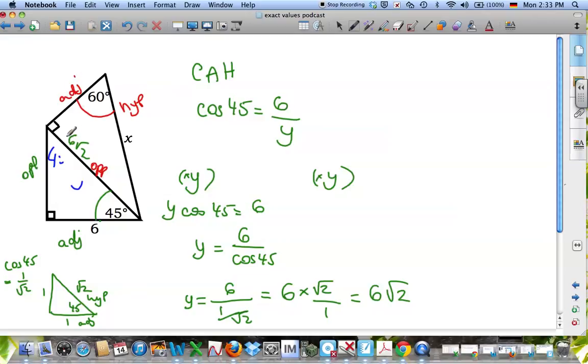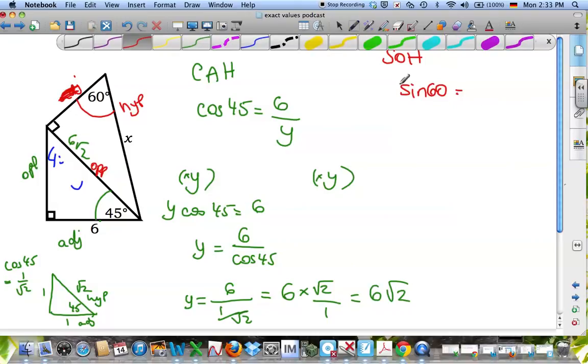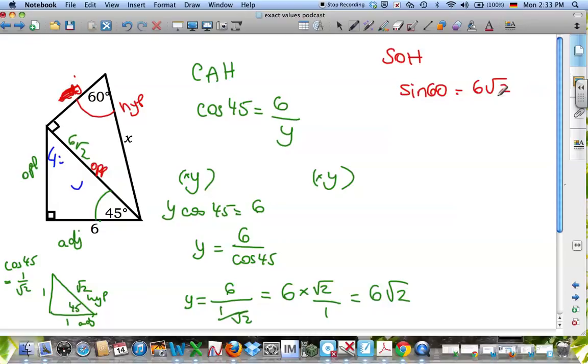And we're not really interested in the adjacent because it's the blank side. So, O and H, what are we going to use? I think it might be sine, from SOH CAH TOA. So sine 60 is opposite, which is 6 root 2, over x. Let's get that right, so back to the red pen. I'm just going to draw a line here so it doesn't get all confusing.